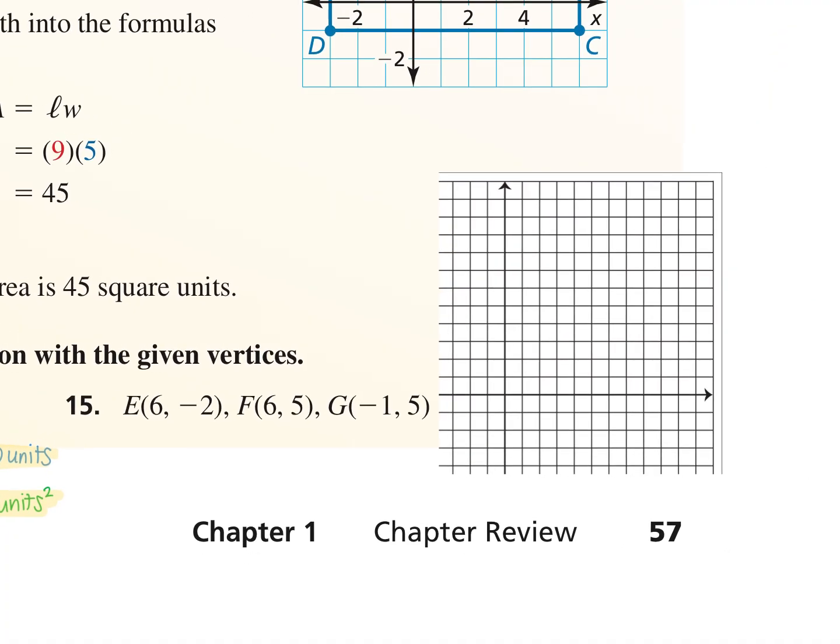I have a triangle. I have E at 6, -2. 1, 2, 3, 4, 5, 6. -2 is right here. F is 6, 5. 1, 2, 3, 4, 5 right here. And then G is -1, 5. Connecting them, I have a diagonal line. Counting, which we can do, 1, 2, 3, 4, 5, 6, 7. This is 7. Okay? I know it's a lot of work.